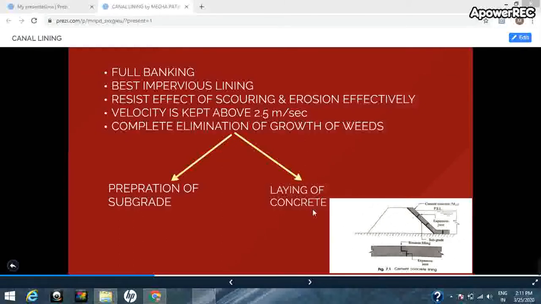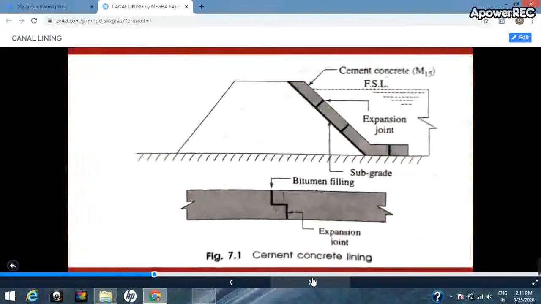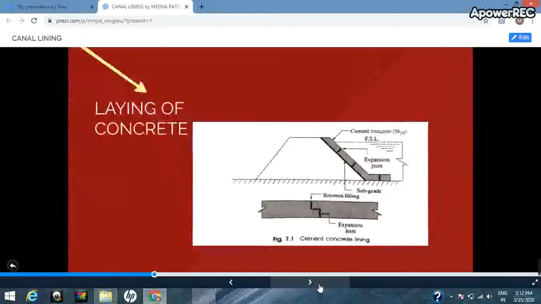So we use M15 grade concrete. And what is the thickness of this concrete slab? Cast in situ 100 mm to 150 mm. Curing is done, and certain expansion joints are provided. So the subgrade is prepared by providing a 15 centimeter thick layer of sand, and over this a slurry of cement and sand in 1:3 ratio is prepared, and above this cement concrete of M15 grade is provided along with expansion joints, and these expansion joints are filled with bitumen.